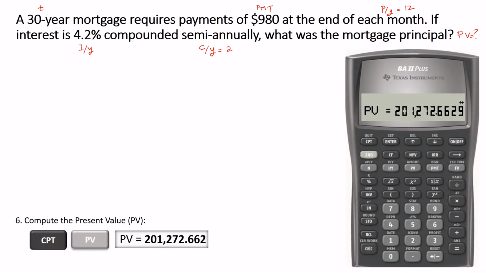As you can see, present value is given as a positive number, which indicates it's a cash inflow or money received, which is the case for loans. Now, if we are to round off this number to the nearest cents, then the amount of the loan will be $201,272.66.